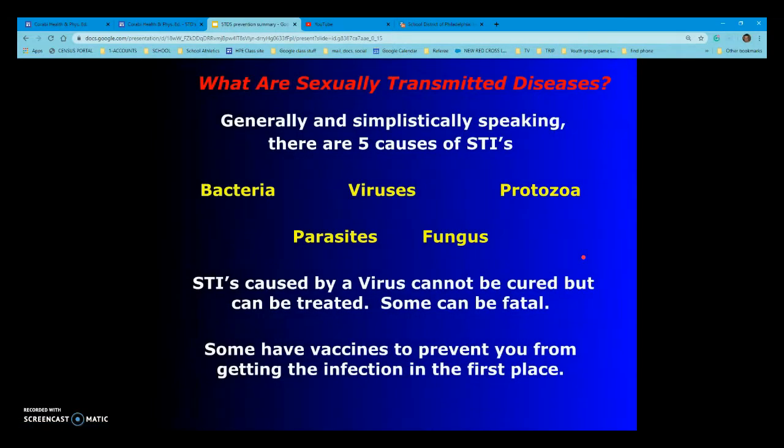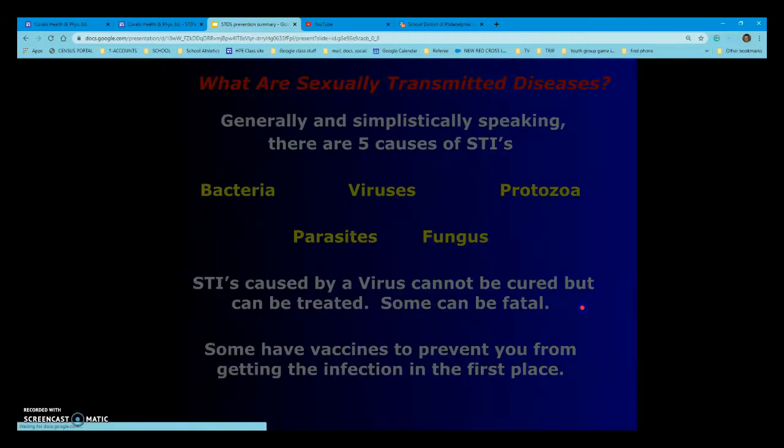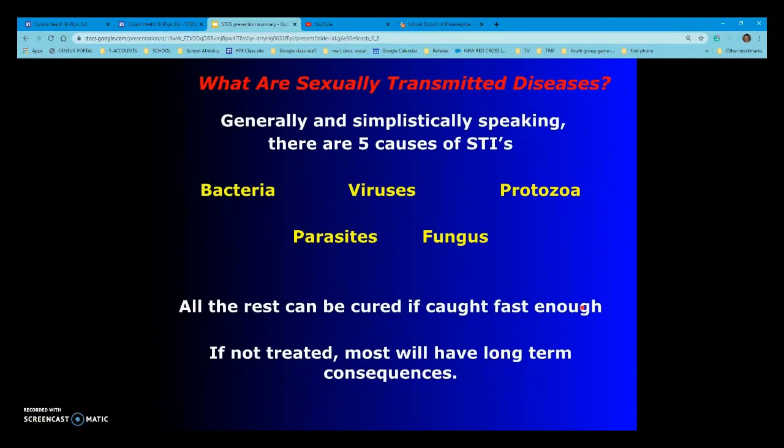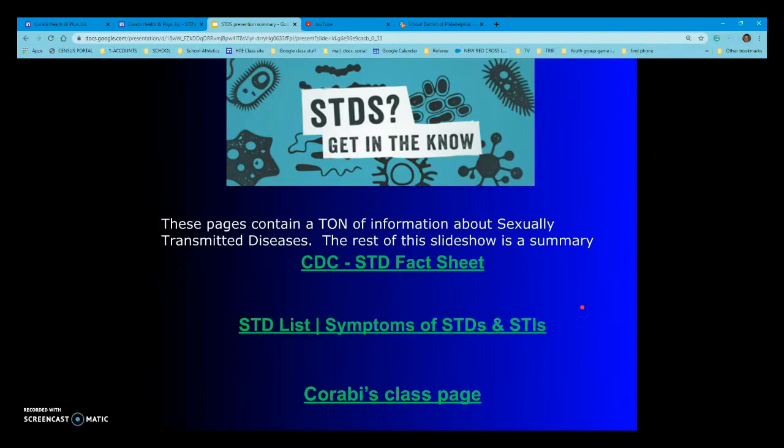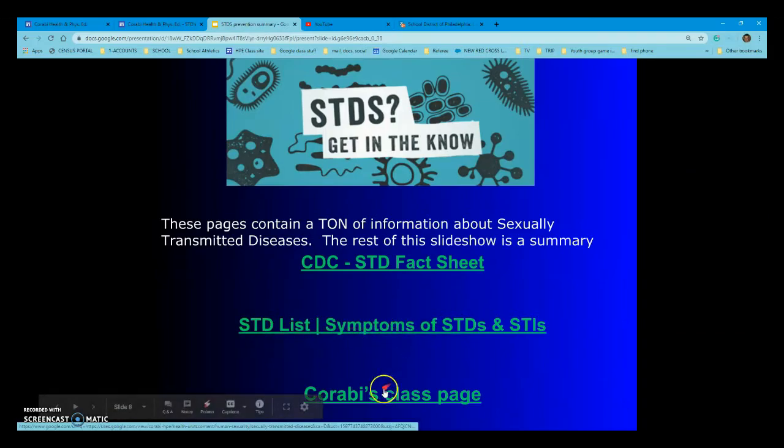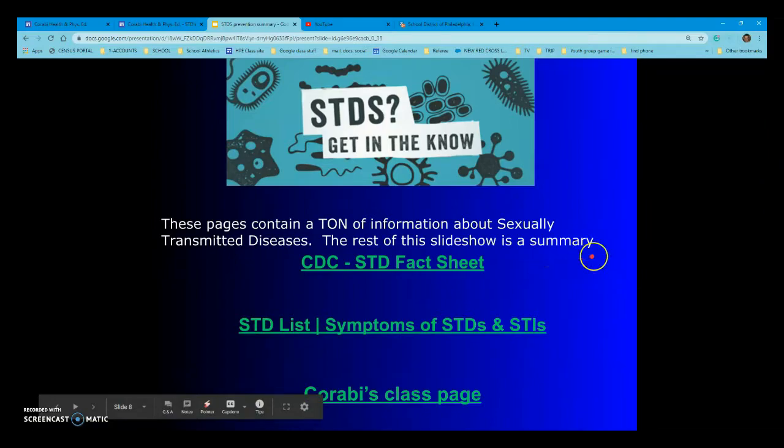The virus-caused sexually transmitted diseases cannot be cured, but they can all be treated. Some of them can be fatal, and some have vaccines to prevent you from getting the infection in the first place. All of the rest can be cured if they're caught fast enough, so the importance of testing is extremely important. This slide gives you links to the CDC STD fact sheet, and this is a list of STDs from beforeyouplay.org. That's the other main site other than the CDC that we use for information at school.